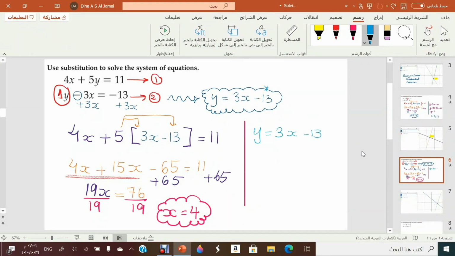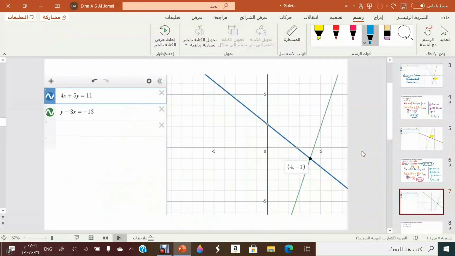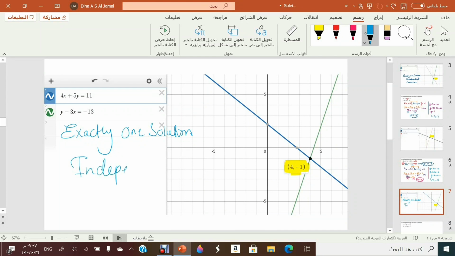3x minus 13, y is equal to 3 by 4 minus 13. So it will be 12 minus 13, which is minus 1. So your solution will be 4 and minus 1. Now let's check our solution by graphing. So it will be the same, exactly one solution, independent and consistent.